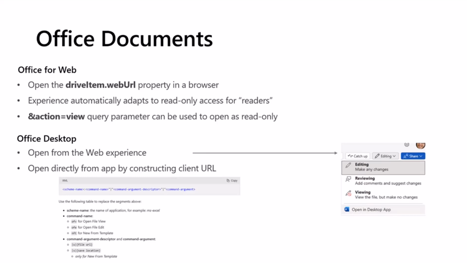If you want to open up a file in desktop, you've got to send it to one of those Office desktop protocol handlers, and we're going to actually do it in a second. But you can open it directly from the app by constructing a client URL. It's probably too hard to read here, but ultimately you can open up directly in Office desktop, Word, Excel, and PowerPoint, just using these protocol handlers. I'll show you what that looks like in a second, but it's basically just a specific syntax on the protocol, and you can open up directly in Office, which is pretty cool, right from your own custom application.